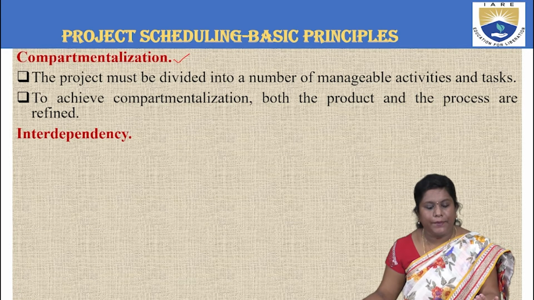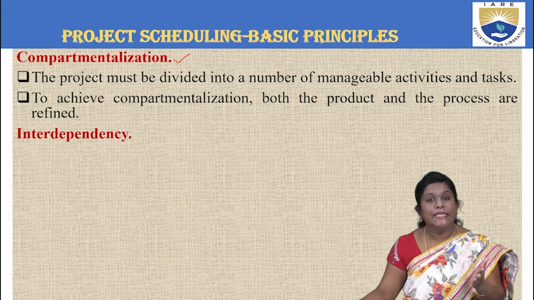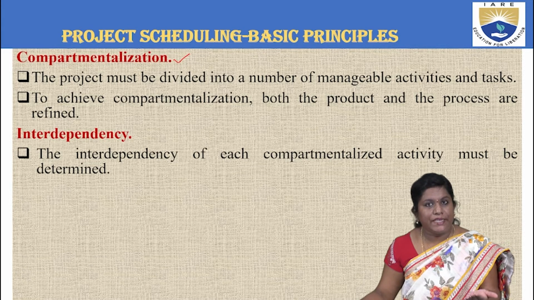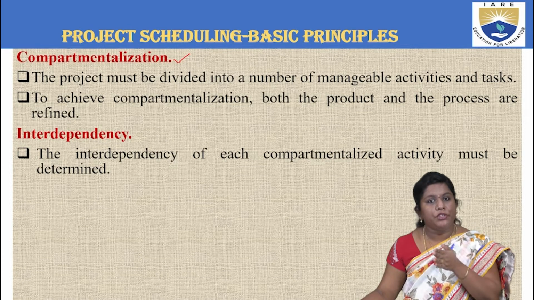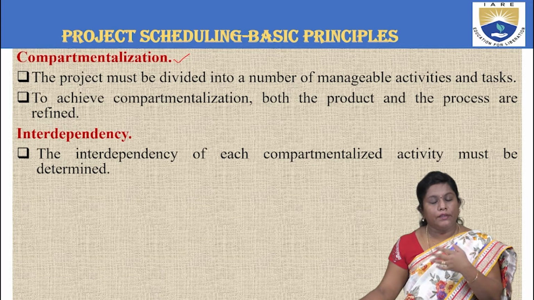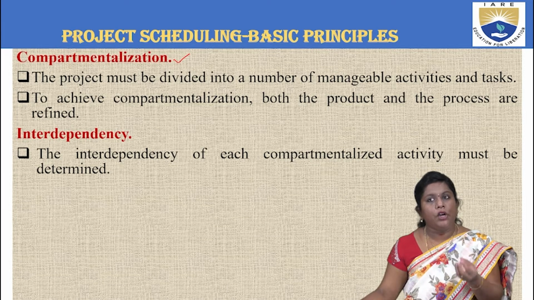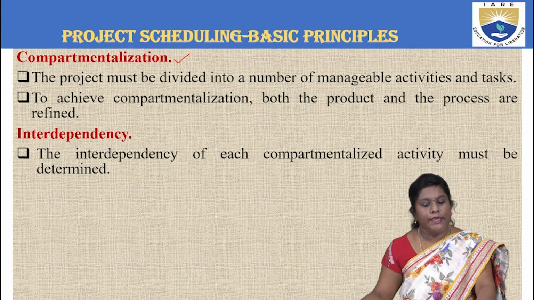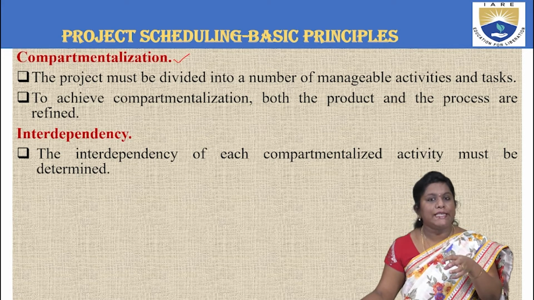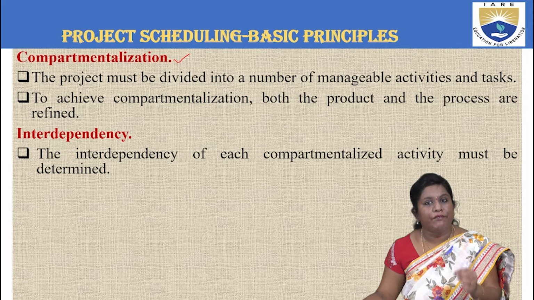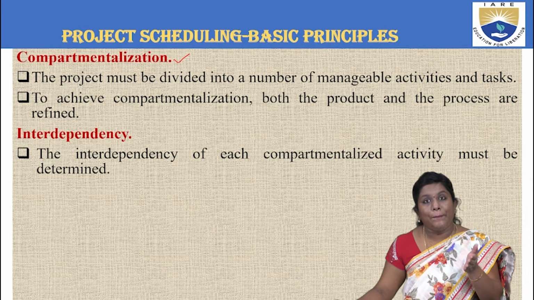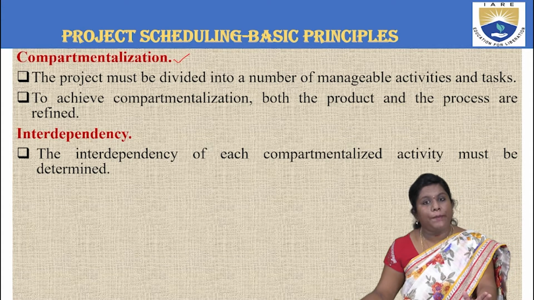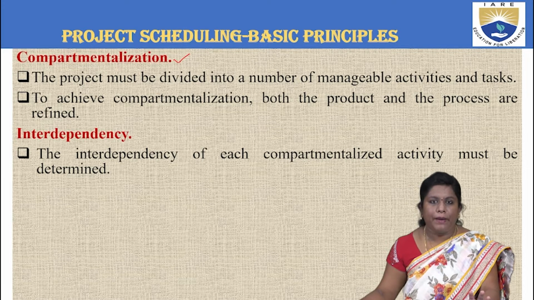Next, interdependency. The name itself says it is being interdependent. What does this mean? Whatever we have compartmentalized, that is, broken into different modules and refined in both the product and the process, now for the second principle, interdependency, you take each compartmentalized activity, each activity that has been divided. We apply this second principle to the first one, in other terms. The interdependency of each compartmentalized activity must be determined.